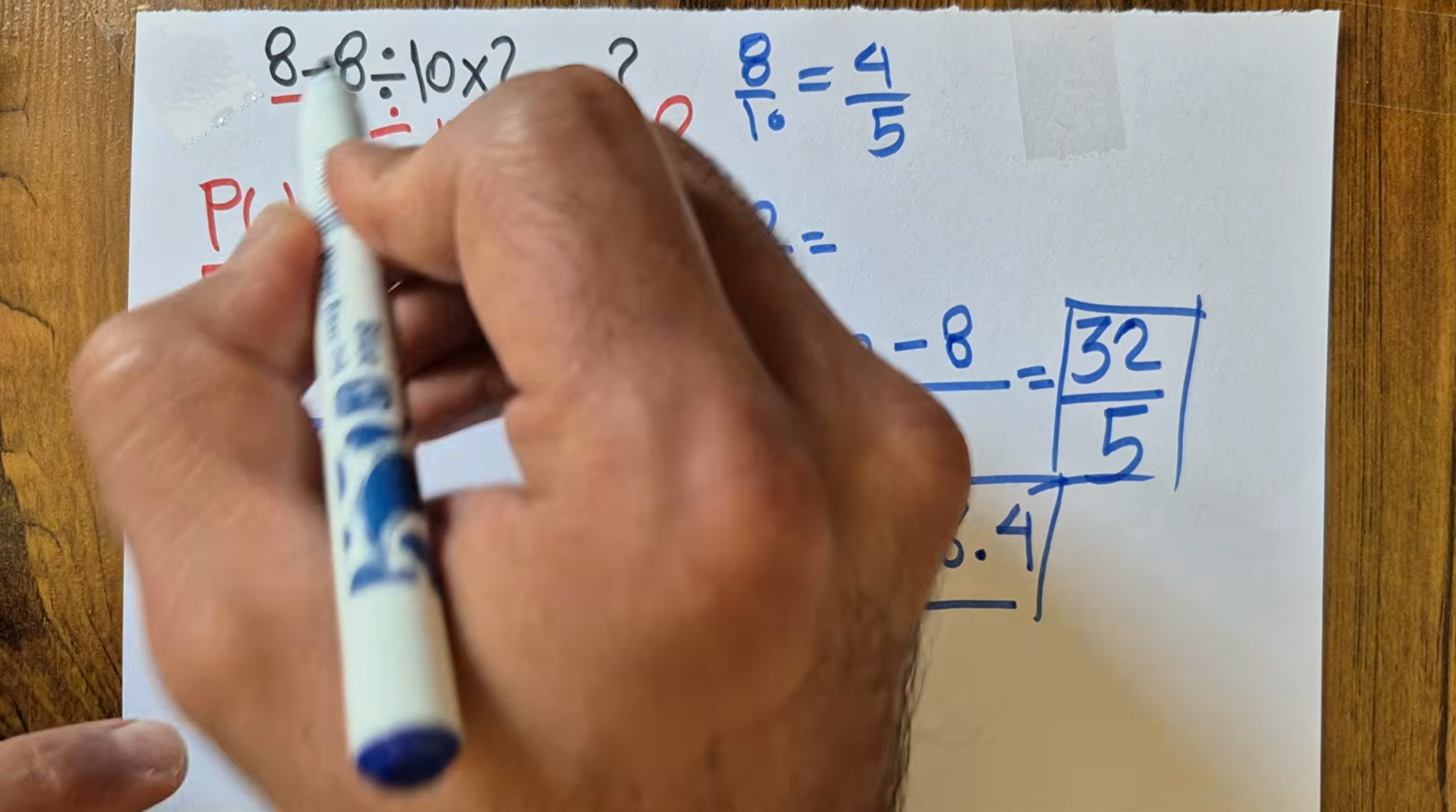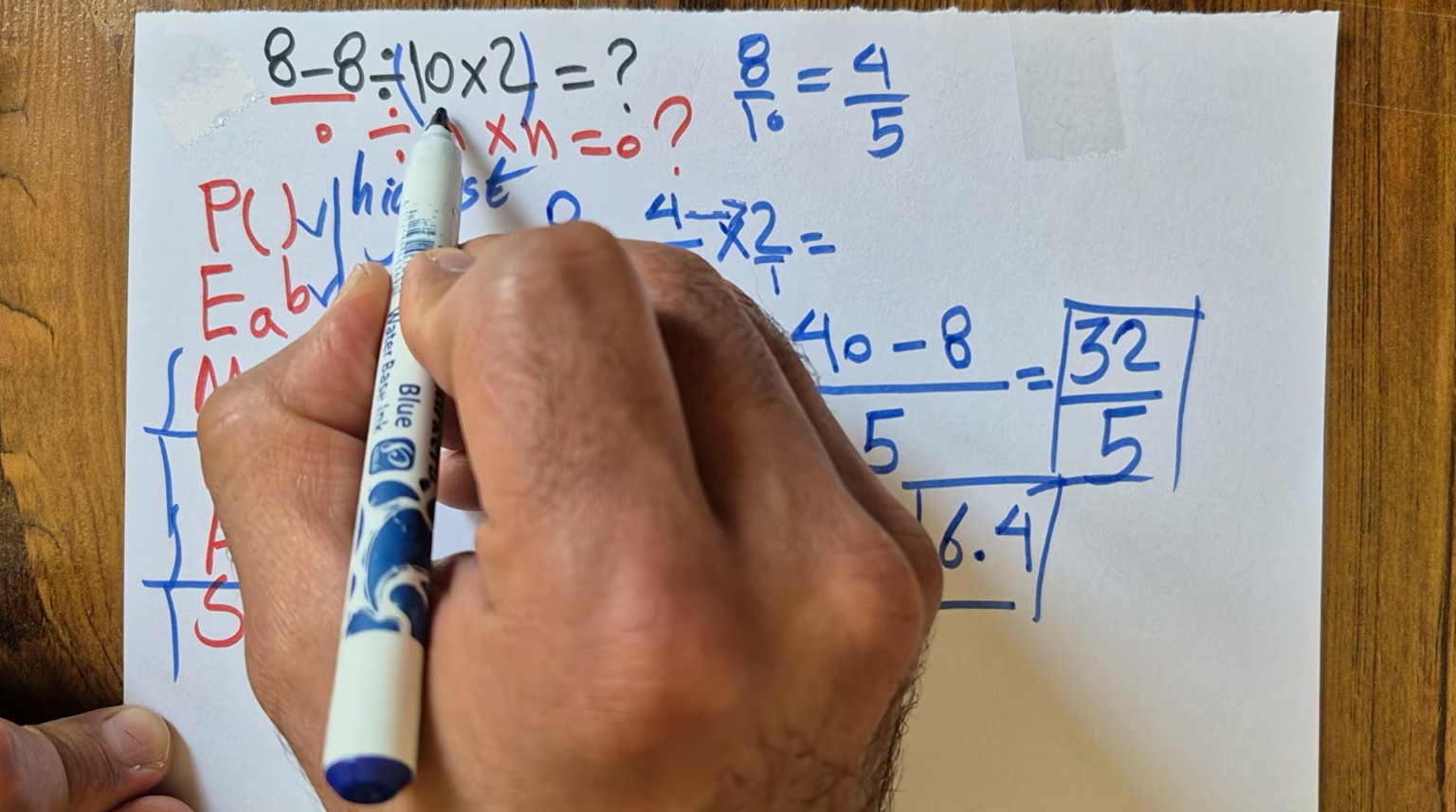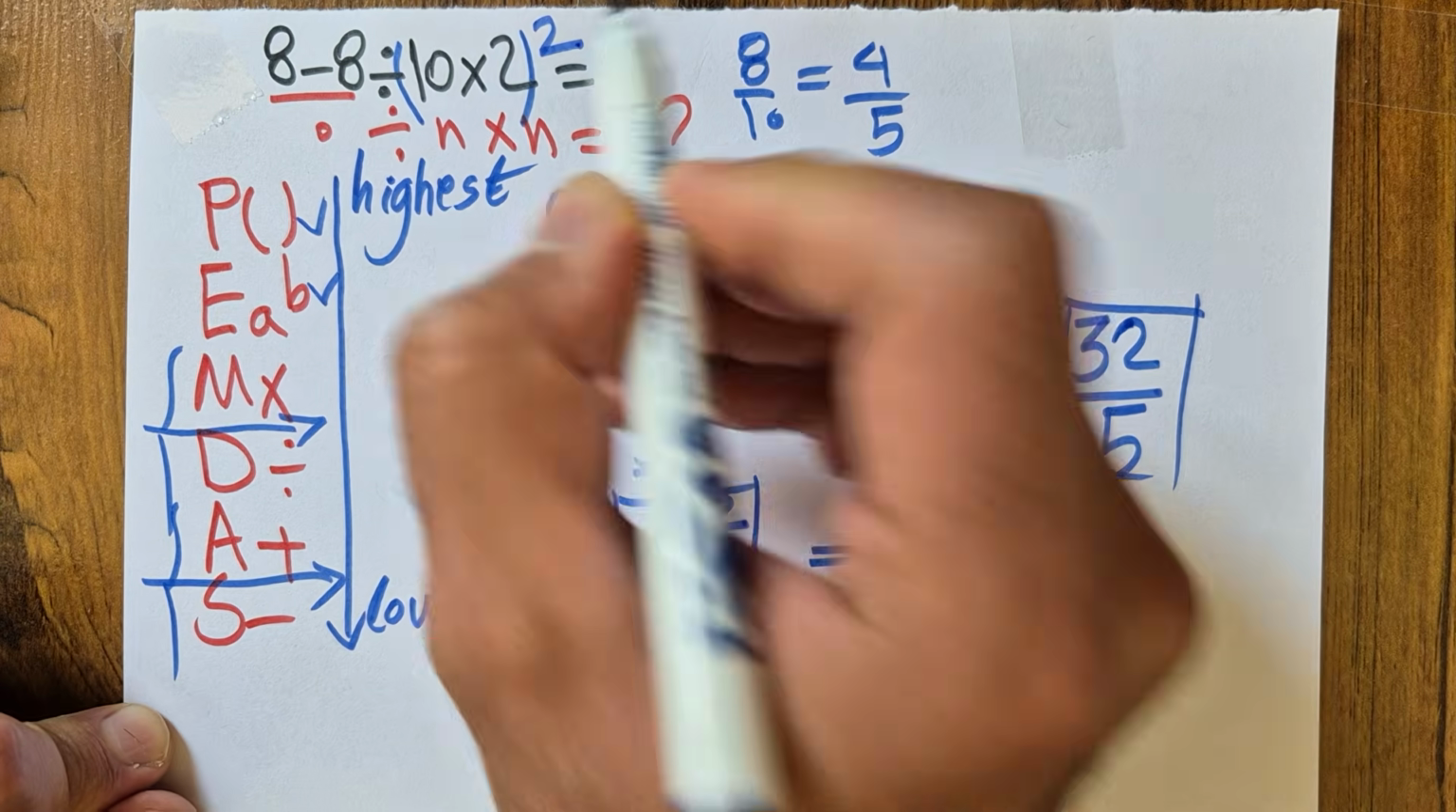So for your homework, what would the answer be if we had 10 times 2 inside brackets and a square?